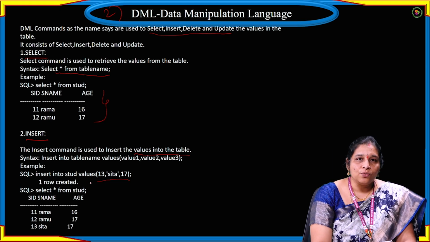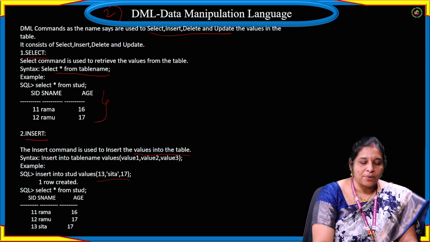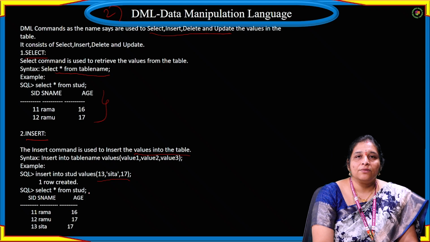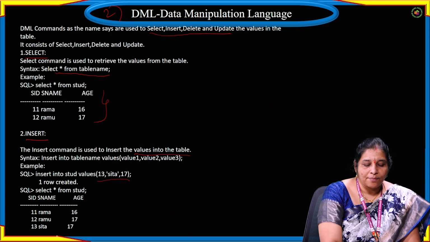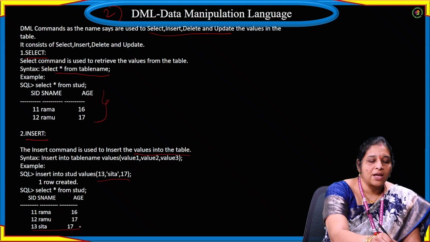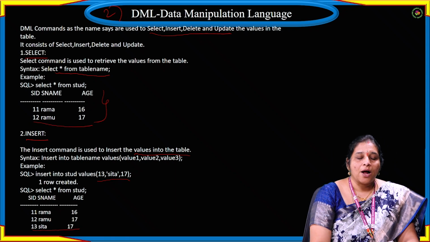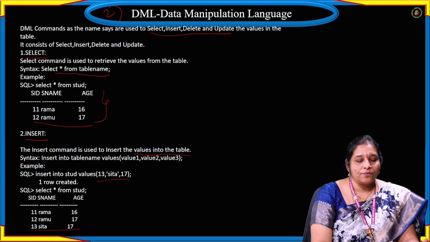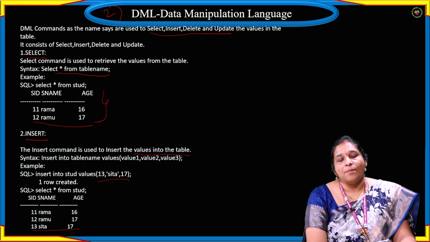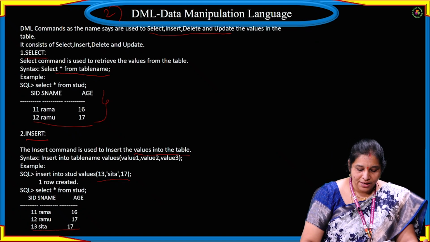When I do this, if it is properly inserted, I am going to get a message that one row got created. Now I am trying to check whether the row has been created or not. What is the command? Select star from student. When I executed that command, I see the row 13, Sita, 17. If you observe carefully, previously we had 12, Ramu, 17. But now there are 2 rows, and the row with ID 13, name Sita and age 17 has been created.